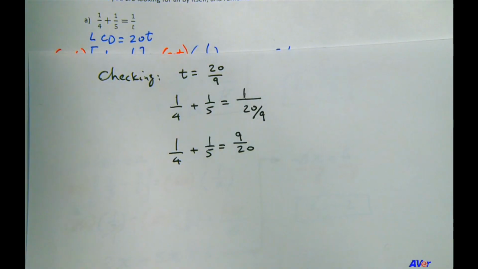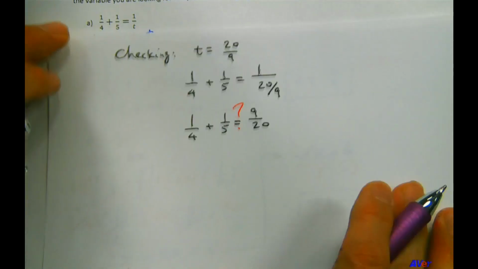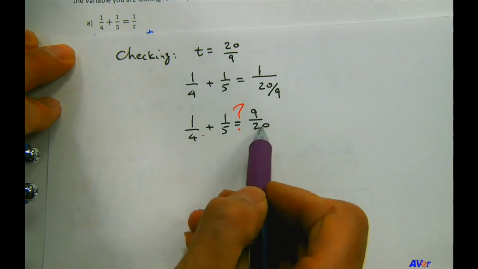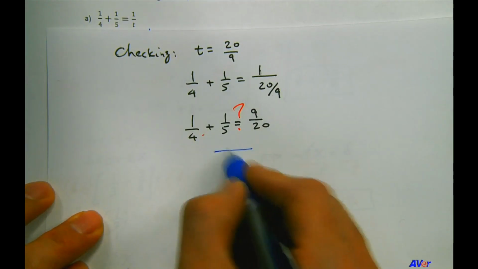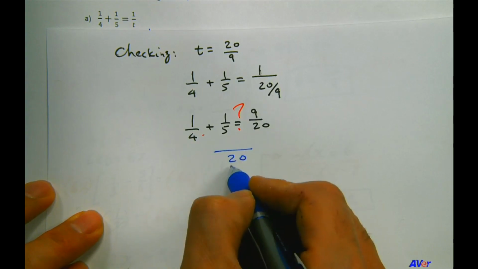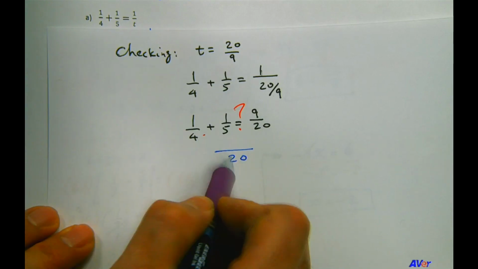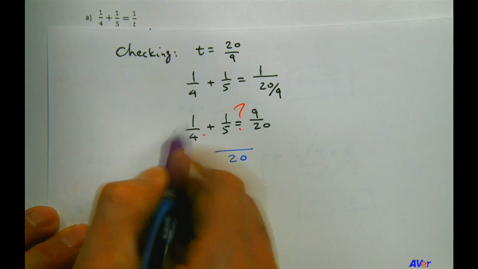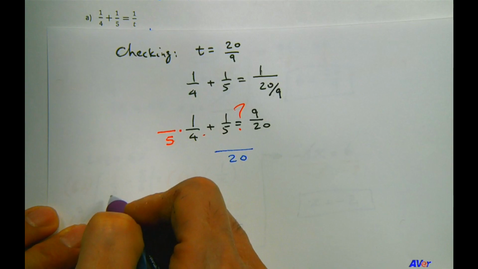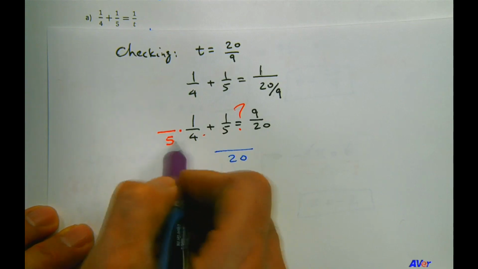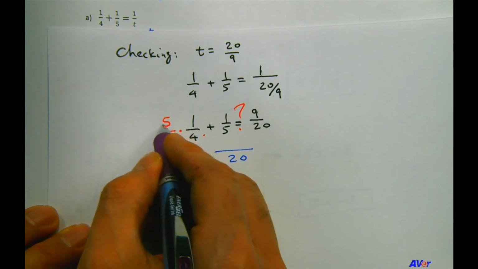Okay, so we're asking, are the two sides equal to each other? Is this left side equal to that? Let's find out. For that, we need to take the common denominator, right? The common denominator is 20. So, is this 20? No. We should get it to be 20. So, multiply it by 5. But can we do something like this to the denominator and not do the same thing to the numerator? No. So we must also multiply the numerator by 5.